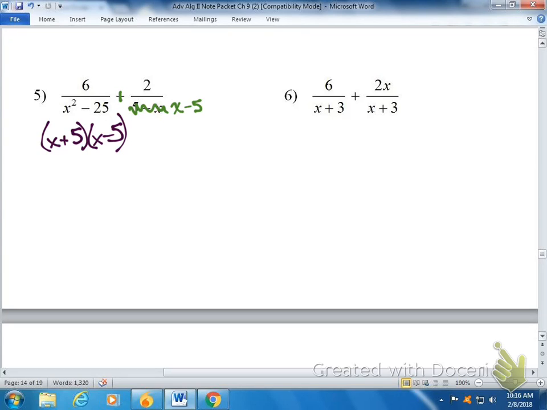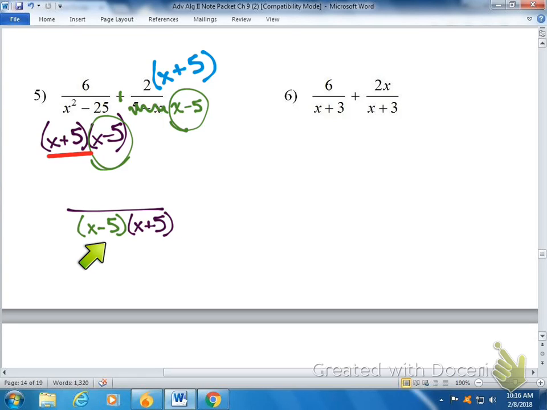We share an x minus 5. What we don't share is this x plus 5, and that's what I'm going to have to multiply the second fraction by, is an x plus 5. So again, common denominator entails what they share and then what they don't share. I've got a 6 plus, let's distribute, 2x plus 10.